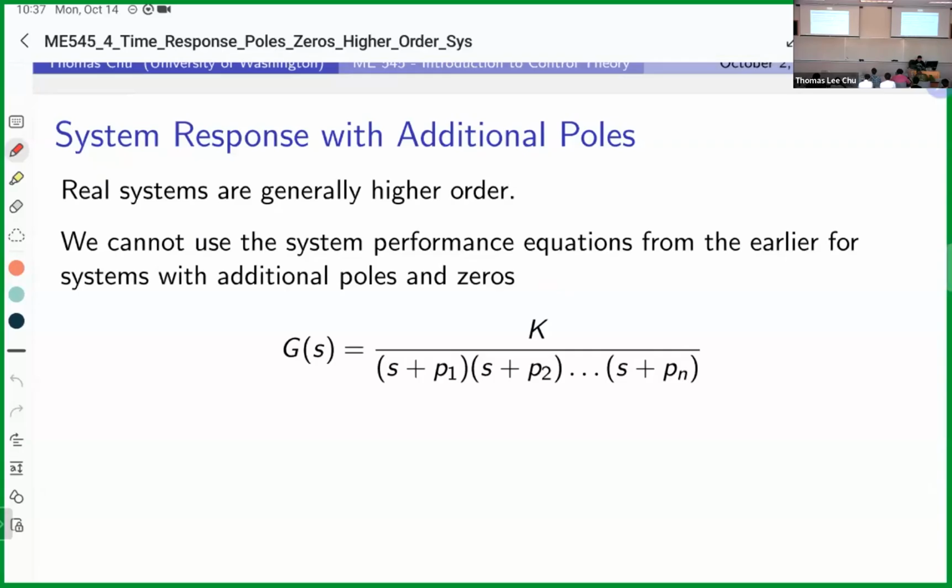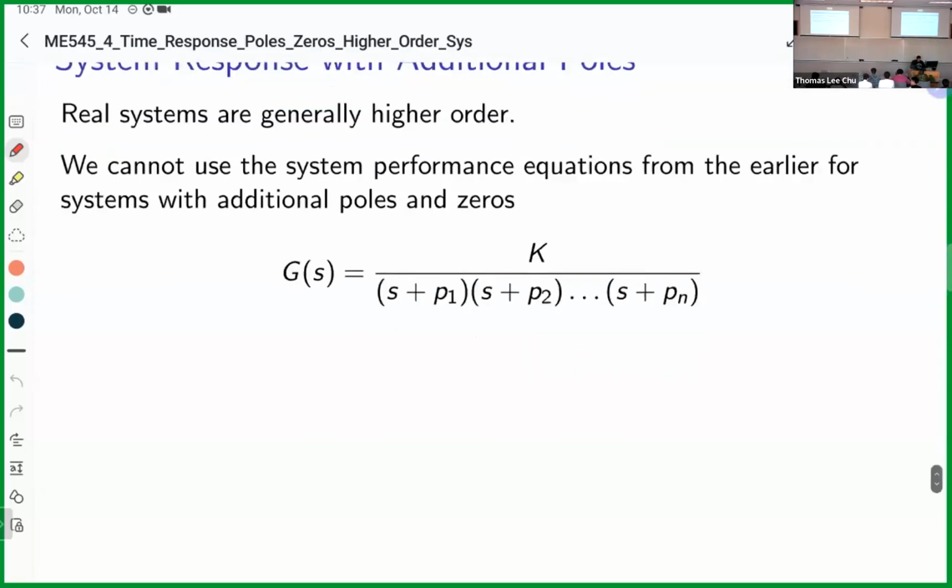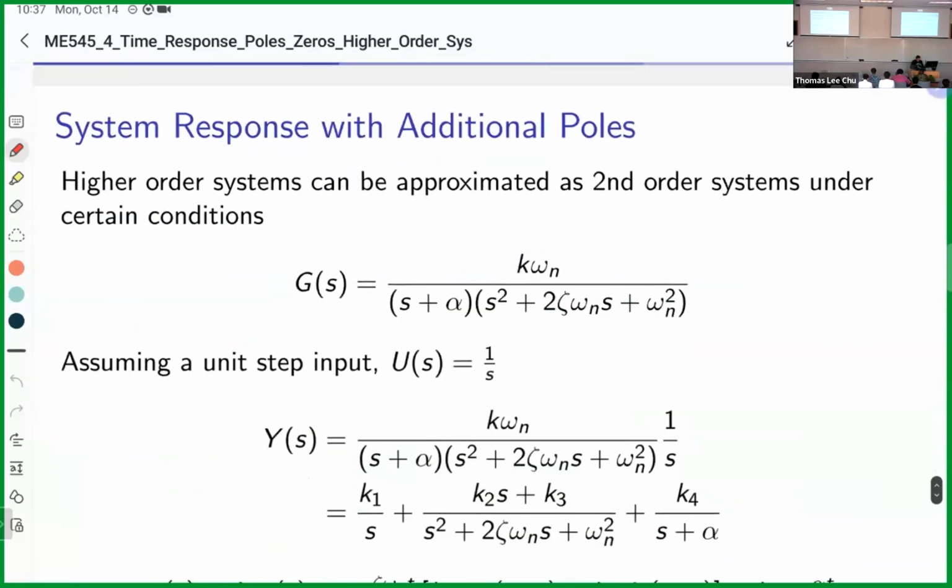So for example, here we have a transfer function with n poles. So this is an nth order system, and we can't really predict what kind of response it's going to have until we know more about the poles. But we can approximate higher order systems as second order systems under certain conditions.